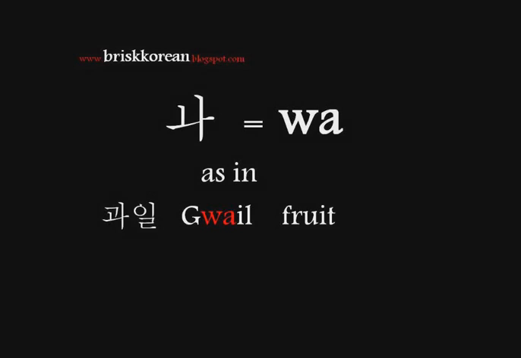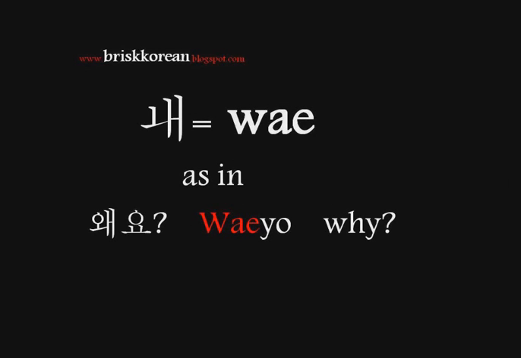The first one makes the sound wa. Let's analyze this. You see, we have the O sound, remember the O sound from the simple vowels, and the A sound. O and A, and we have wa. As we have in gwail, meaning fruits, with the wa sound. Alright, let's keep going.